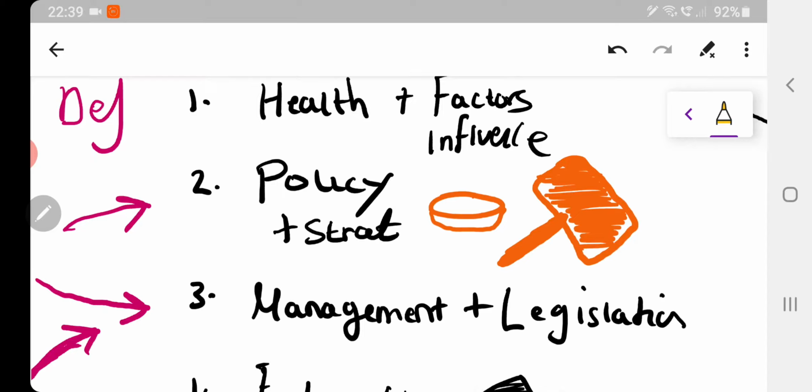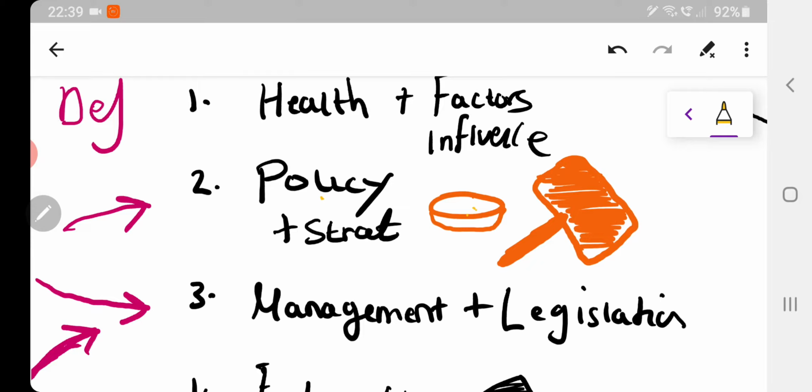Next, I made a nice little hammer, what the judge is whacking on. Policy and strategy of implementing policies, healthcare policies. You can look at the other essays I made. Yeah, it talks about all these articles that have been made, and obviously the government.